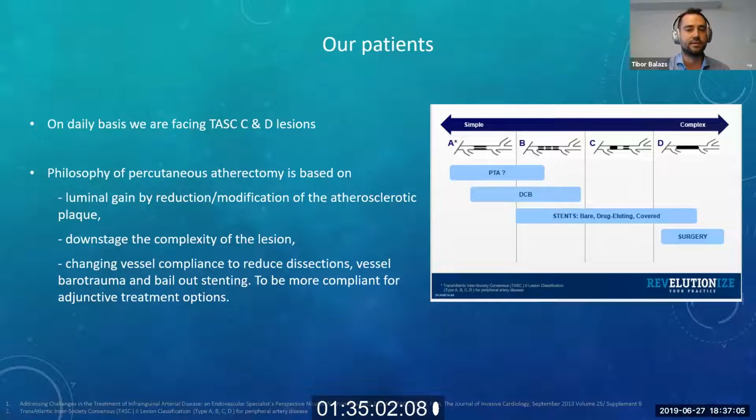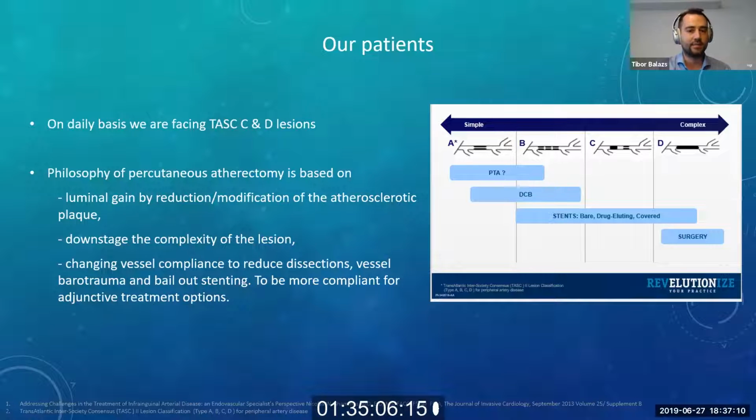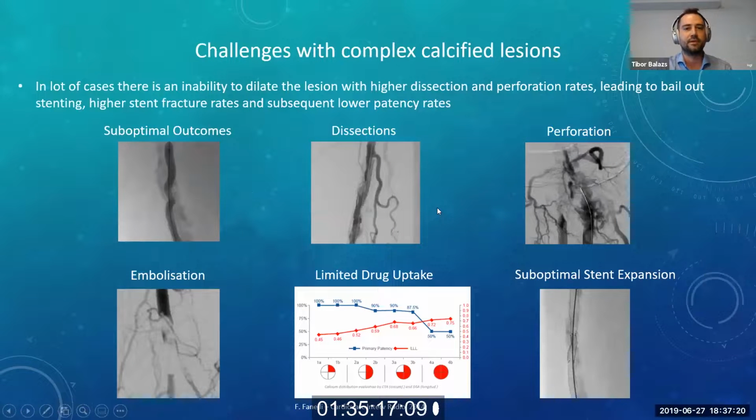We try to reduce the dissections, additional vessel barotrauma and bailout stenting, and we try to make the vessel more compliant for adjunctive treatment options. We are using DCB after the atherectomy.